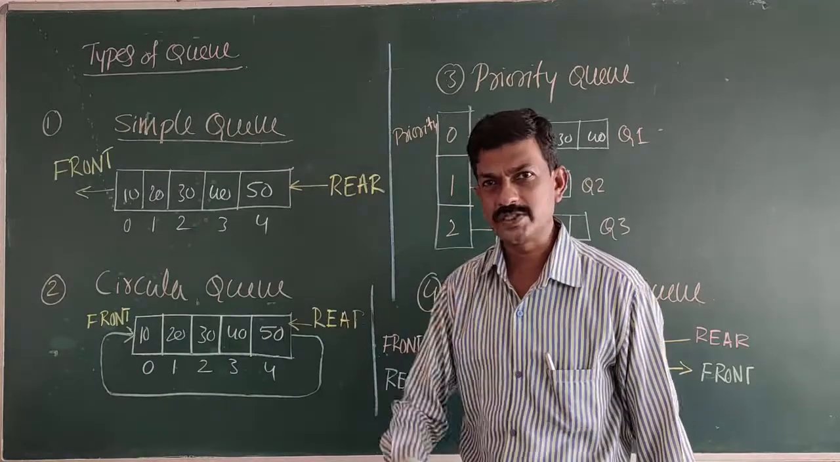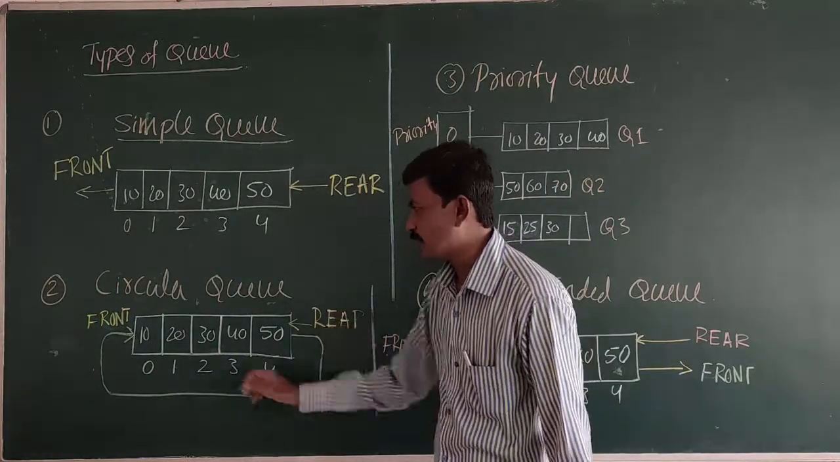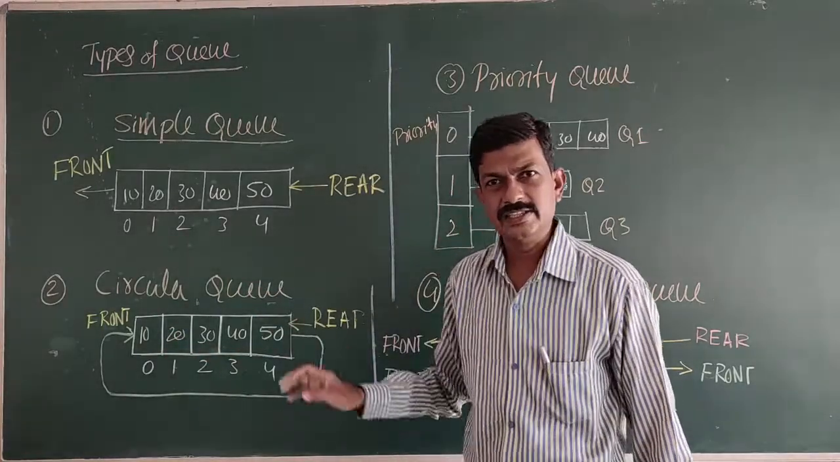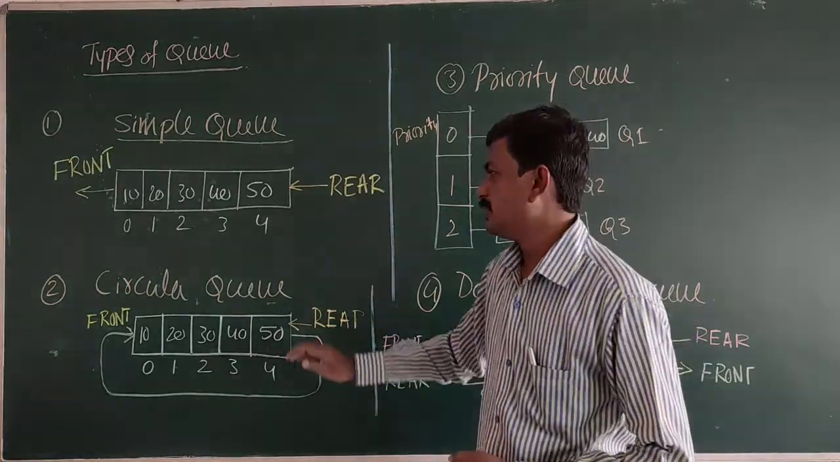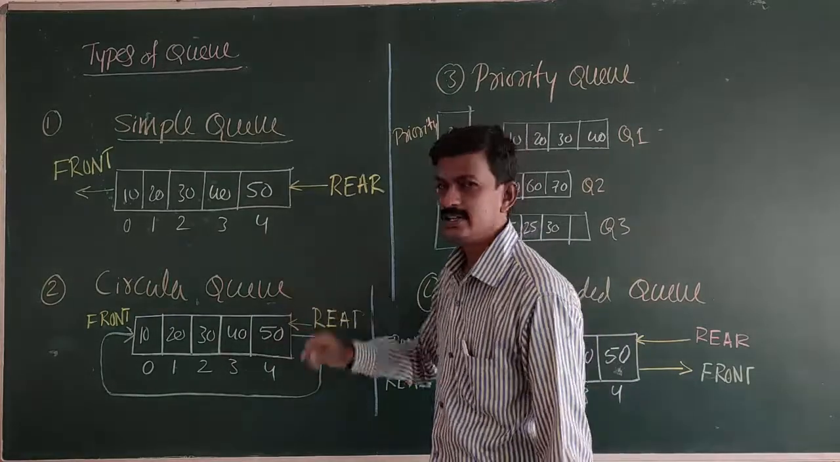A circular queue is one in which the rear end follows the front end. Simply put, a circular queue is a queue in which all the elements are treated in a circular fashion. That's called a circular queue.